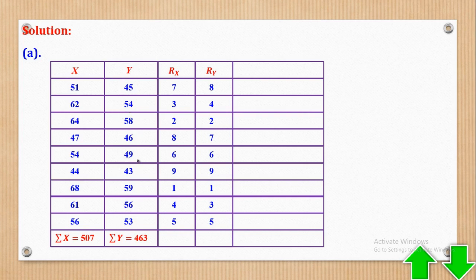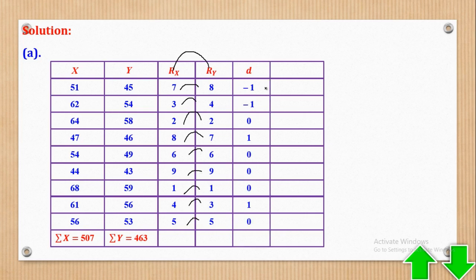So after that, we are going to generate a column of d. D is the deviation, so it's got by subtracting rx minus ry. So this minus this gives you that, this minus this gives that, and so on for each row, until the last one.